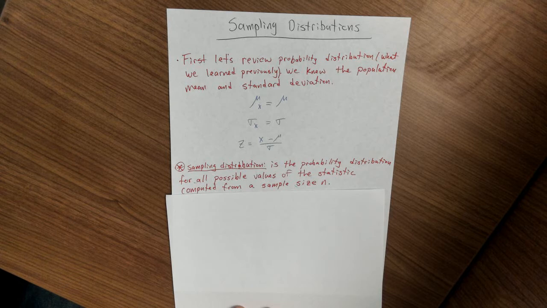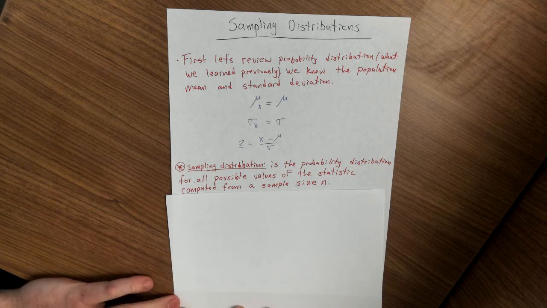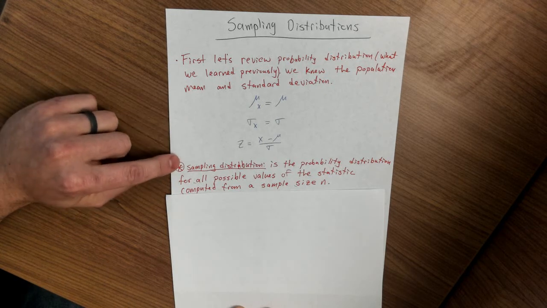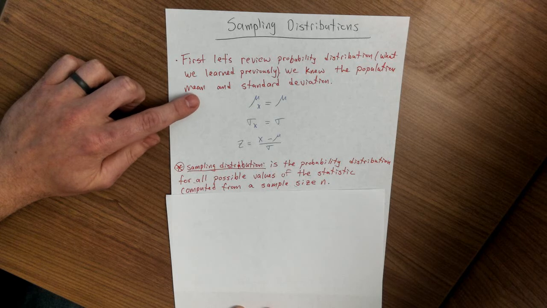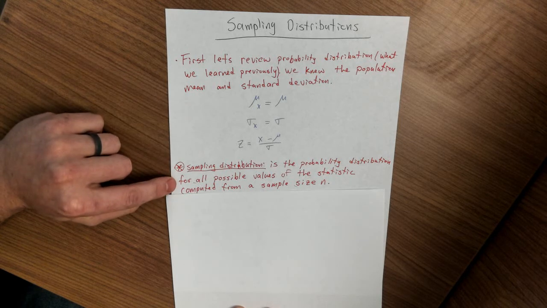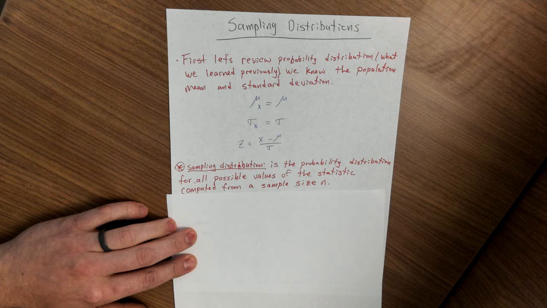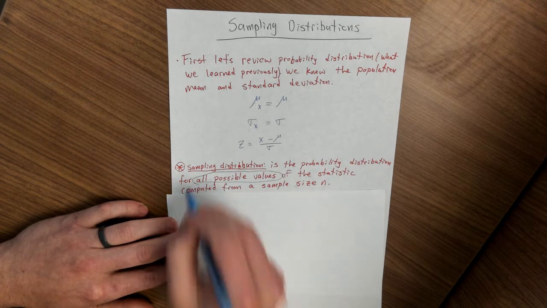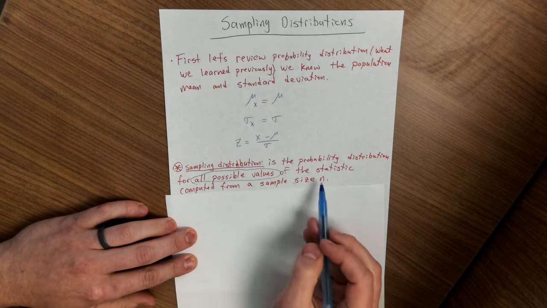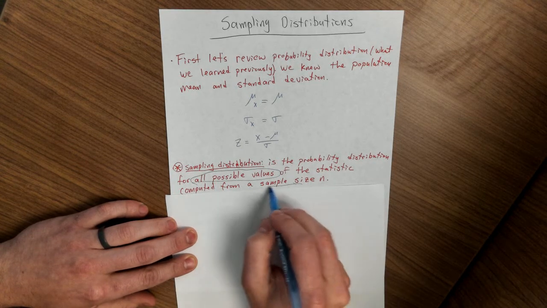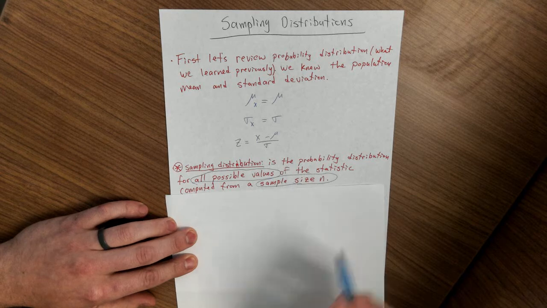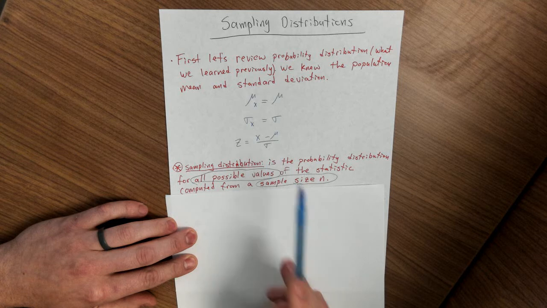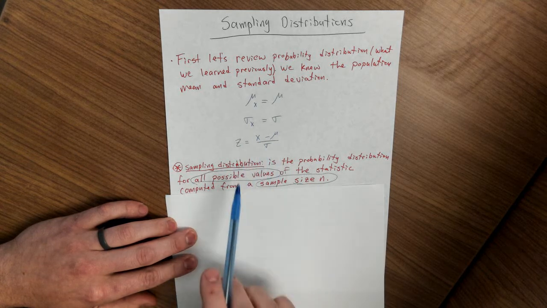Alright. Sampling distribution is the probability distribution, so what we just did up here, but this time it's for all possible values of the statistic computed from the sample size n. So now we're taking multiple samples down here, not just one like we were doing up here. So this changes the formulas a little bit.